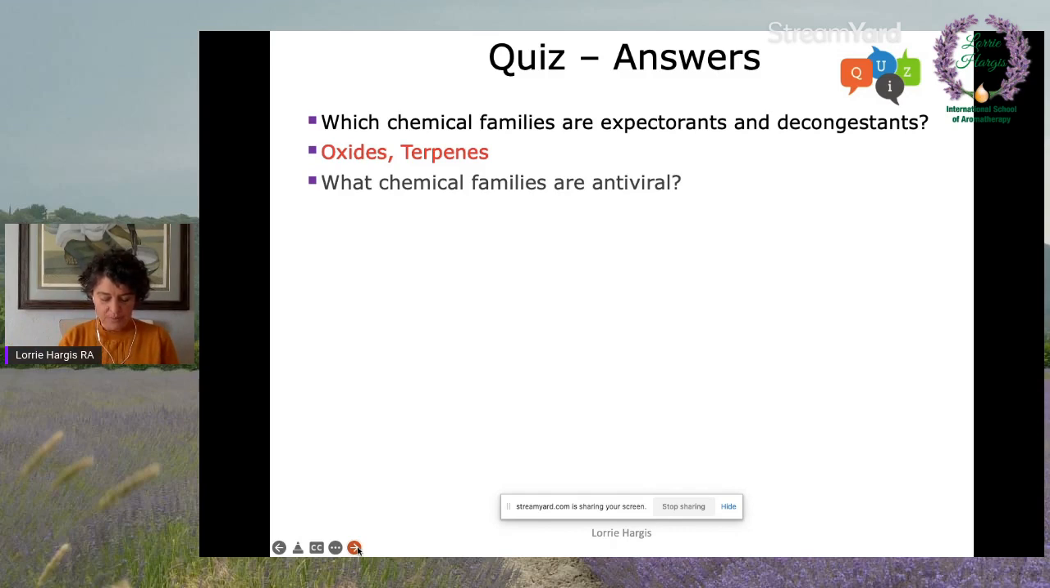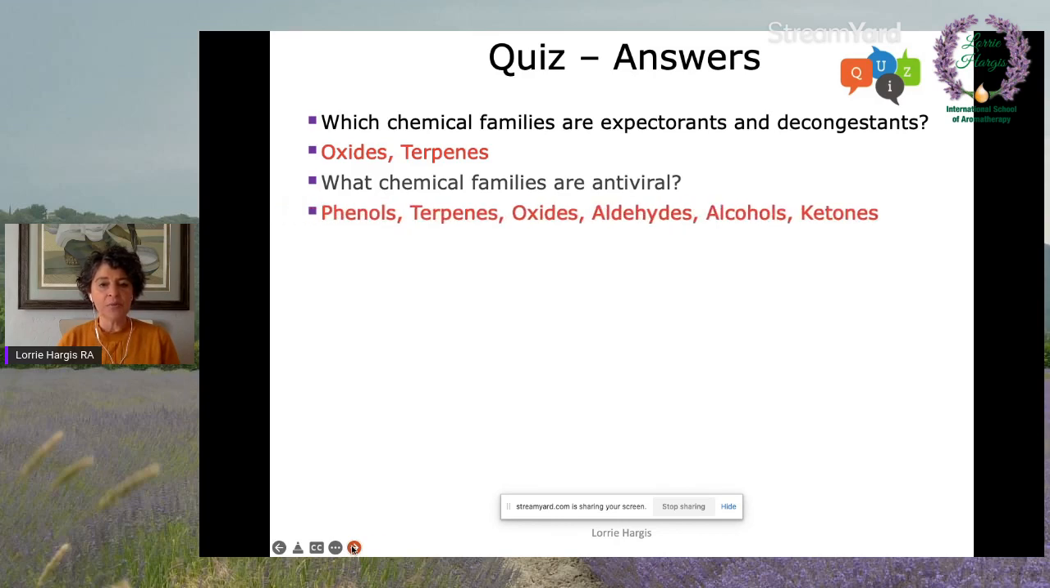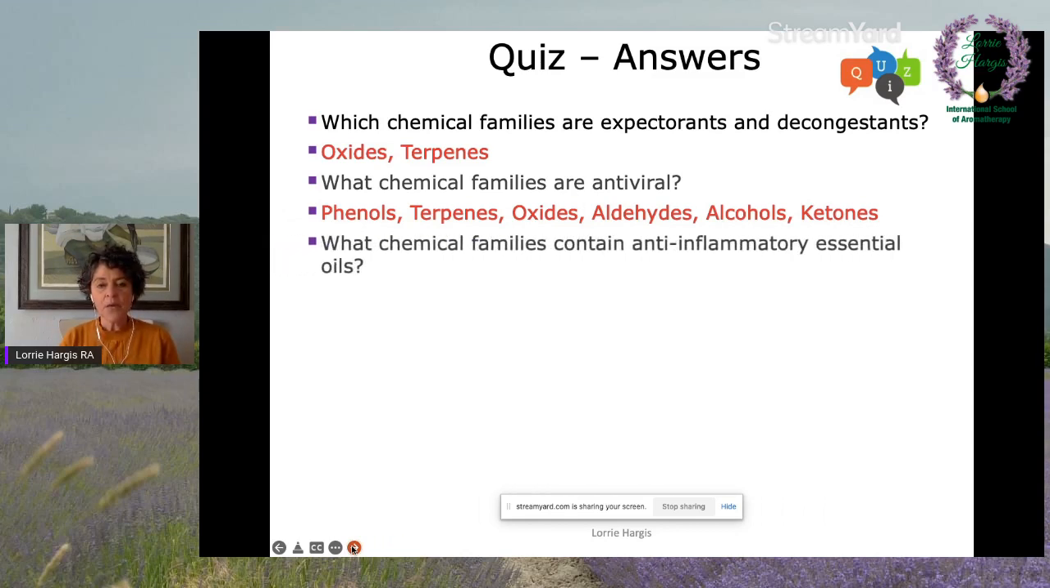Okay, let me see the new one. Monoterpenes, phenols, monoterpenes, ketones. Okay, so let's go here. So we've got phenols, terpenes, oxides, aldehydes, alcohols, and ketones. So look at all the choices you have, right? What chemical families contain anti-inflammatory essential oils?